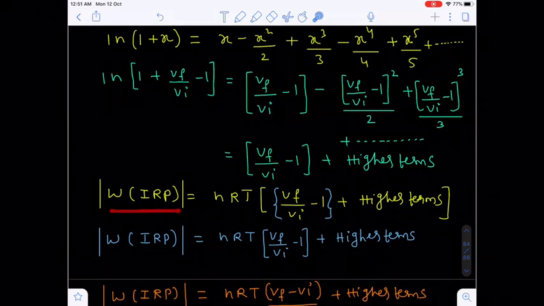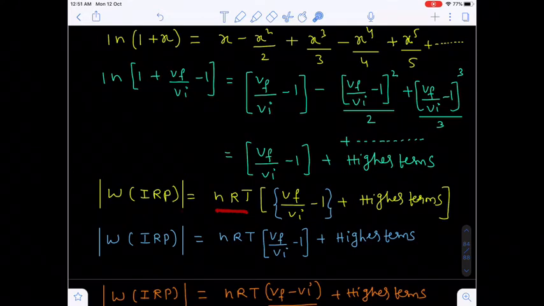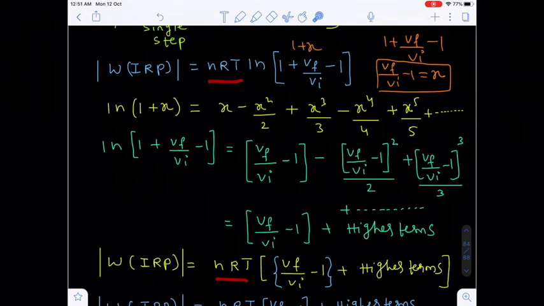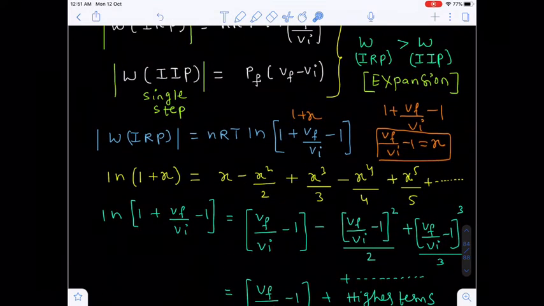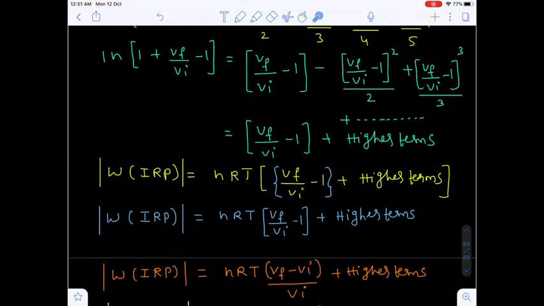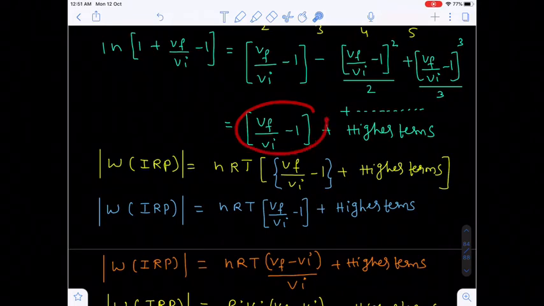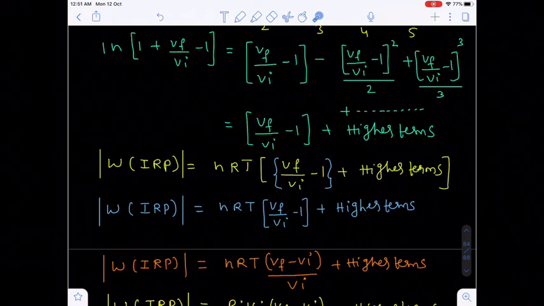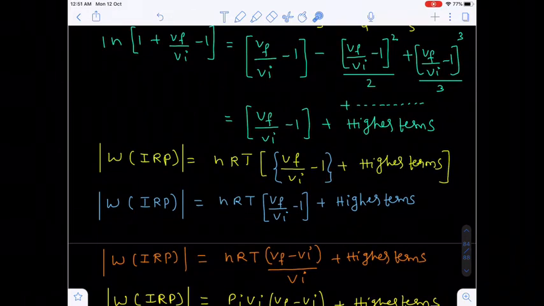Okay. Now what is the work done in isothermal reversible process? nRT, and what is the log value? nRT log of V final by V initial. Shall I write V final by V initial minus 1 plus higher terms? So this is the work done in isothermal reversible process. Are you getting my point?